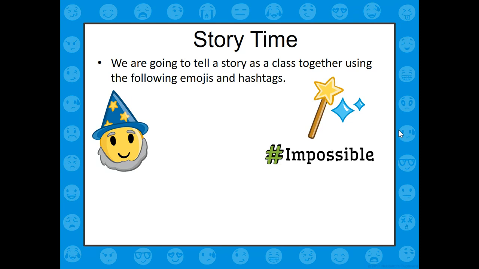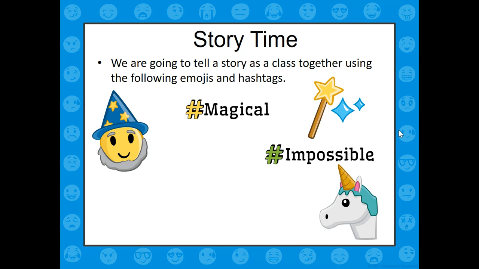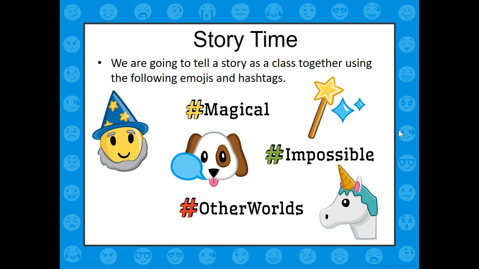Kind of like a wizard emoji. Hashtag impossible. Okay. A unicorn. Hashtag magical. A puppy dog. Okay, a magical story. There's a dog talking, so animals talking. Yeah, hashtag other worlds. And it's kind of like an ogre kind of thing.